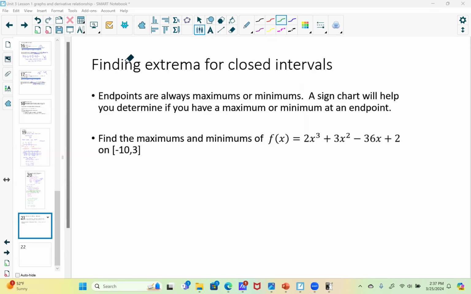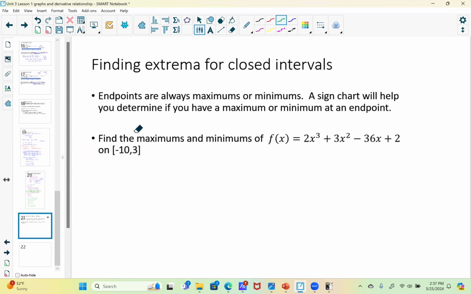So in this video, we're going to look at finding extrema on a closed interval. What that means is they're going to give you a domain and they're going to tell you where my x value starts and ends. And what that changes is that endpoints are always max and mins. We talked about that in a previous video.